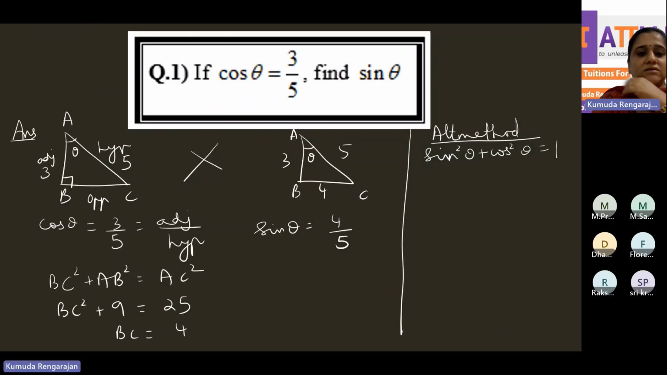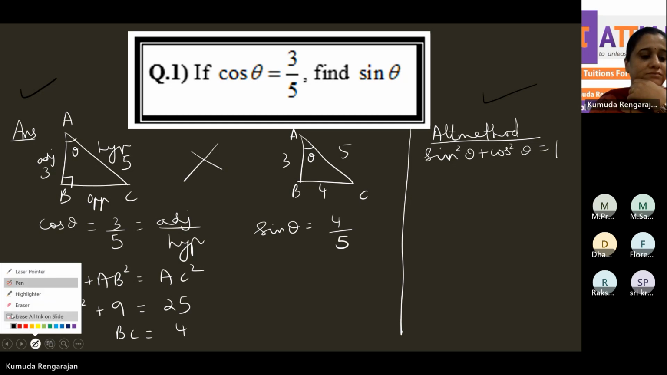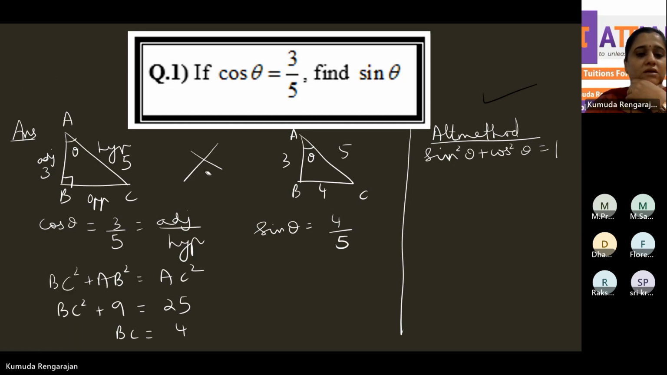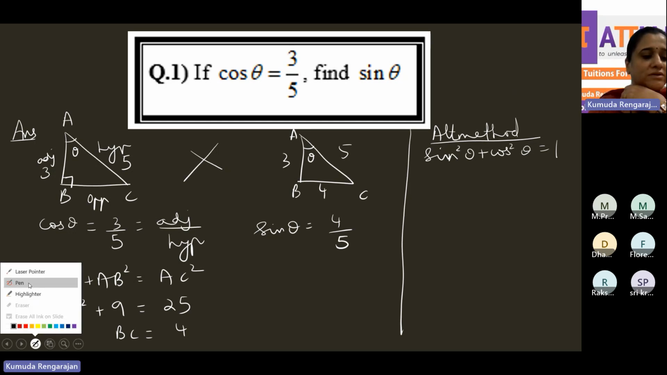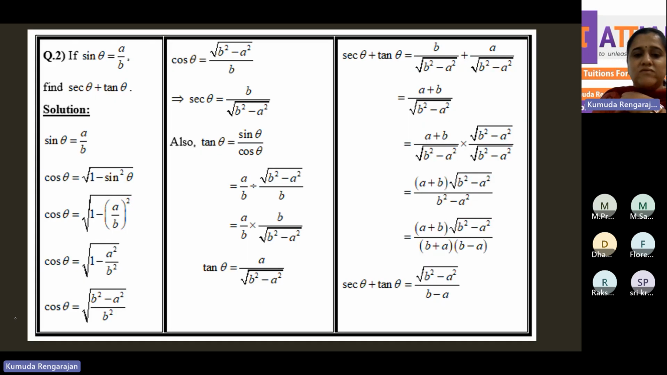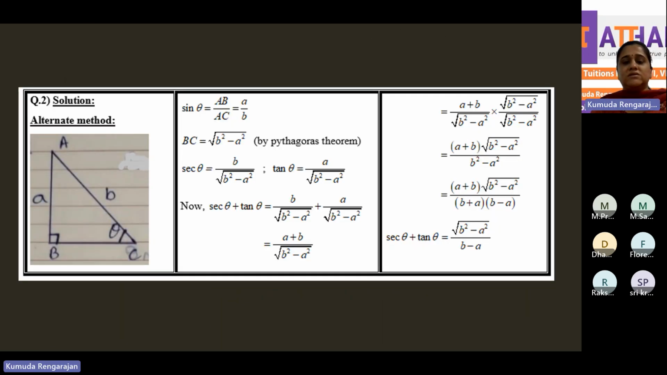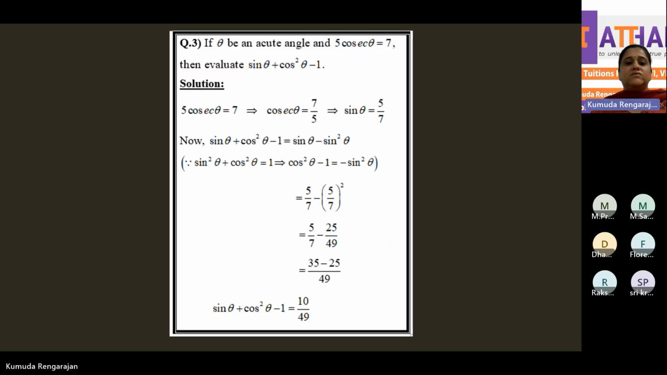So when you're writing the first method, see, this is the first one. You should write this and then try the alternate method for the first one. For the second one, I have worked both the methods. This is one method and this is the other method. Both the methods are here. Third one.